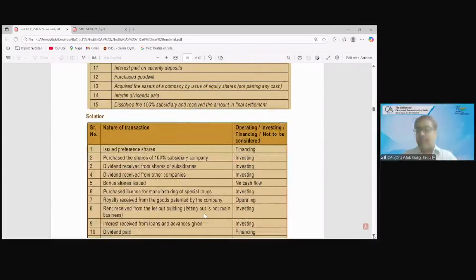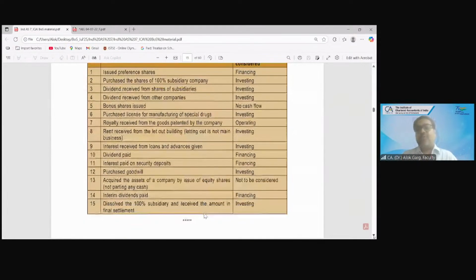So friends, as I told you, bonus shares issued, or acquiring the assets of a company by issuance of equity shares without paying any cash, are non-cash items. These will not form part of your cash flow statement. Is any disclosure required for non-cash items? Yes, disclosures are required, whether the company issues bonus shares, or purchases assets by issuing shares or by barter transaction. The disclosure is required that these are non-cash transactions made by the company.